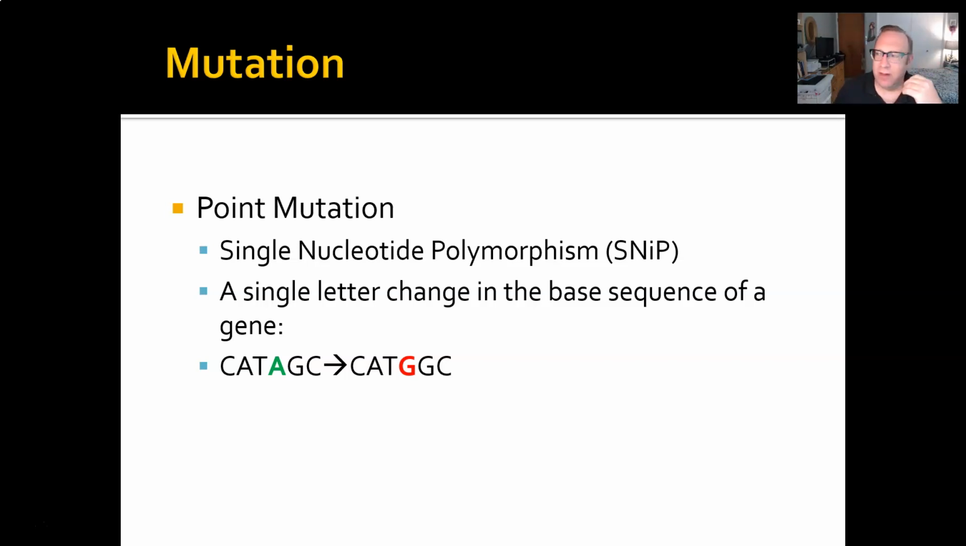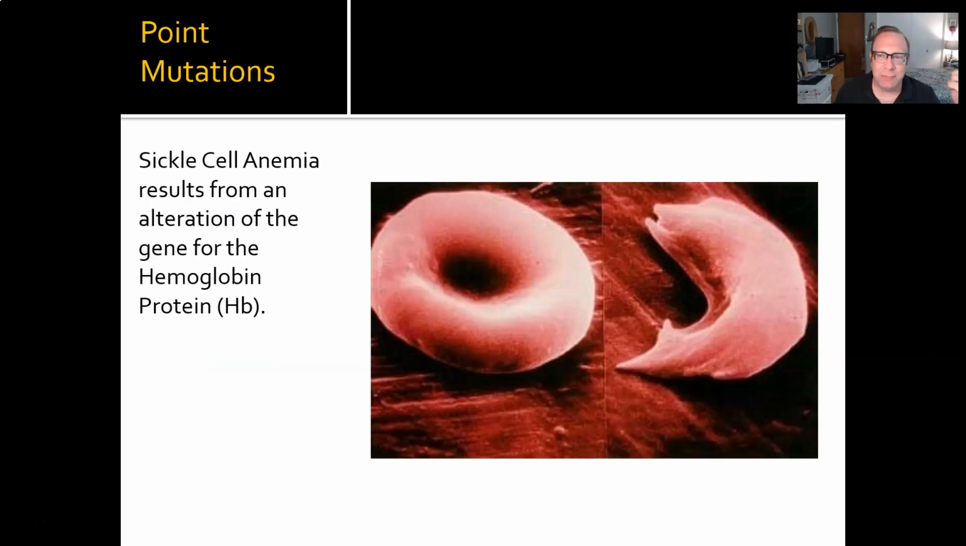So, the most common kind of mutation that we can talk about is a point mutation. Okay? Sometimes these are called single nucleotide polymorphisms, or SNPs for short. They are exactly what they say. They are a single point. One point on the genome that changes. A single letter changes. So you could have CATAGC, as I've listed here, change to CATGGC. There you go.